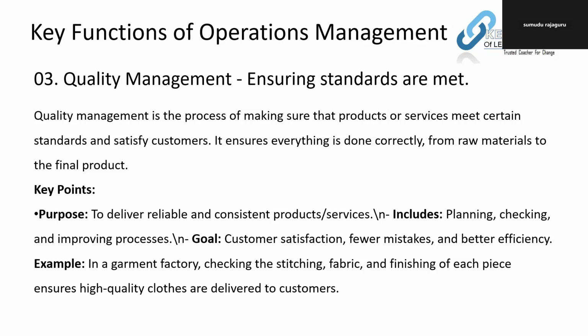It includes planning, checking, and improving processes. So what are the goals of quality management? Customer satisfaction, fewer mistakes, and better efficiency. I have put an example here also. In a garment factory, checking the stitching, fabric, and finishing of each piece ensures high quality clothes are delivered to the customer. So this is quality management.